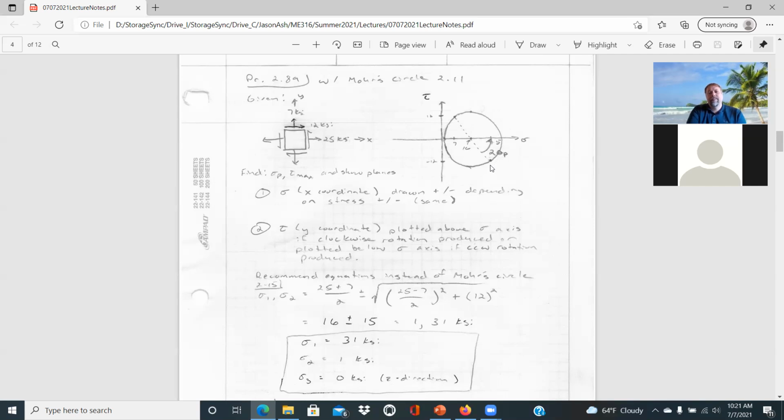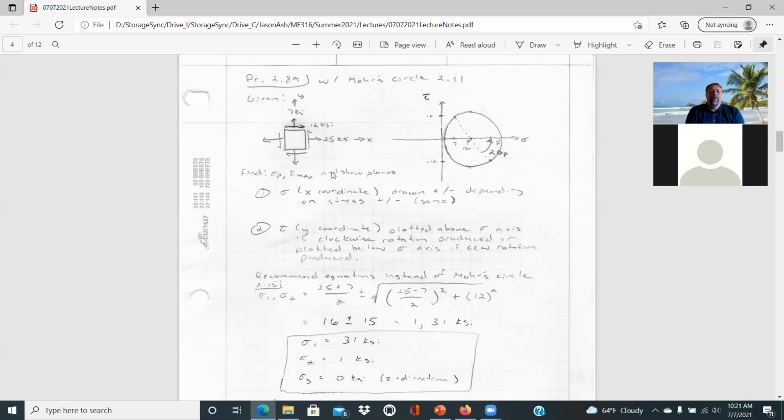I think the thing that causes confusion with that is, well, one, we know that shear stress is a positive 12 KSI, so which one gets plotted below? Is it negative? And that whole trick of looking at if it causes a clockwise rotation, plotting it above, versus counterclockwise, plotting it below, that reduces all confusion associated with that.